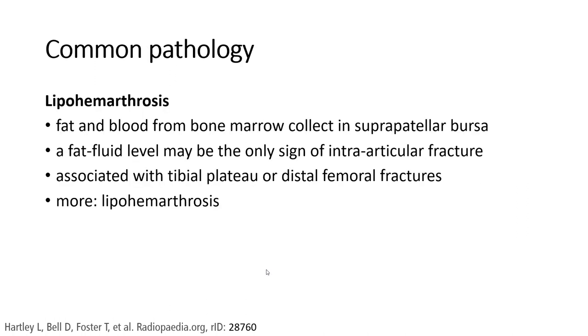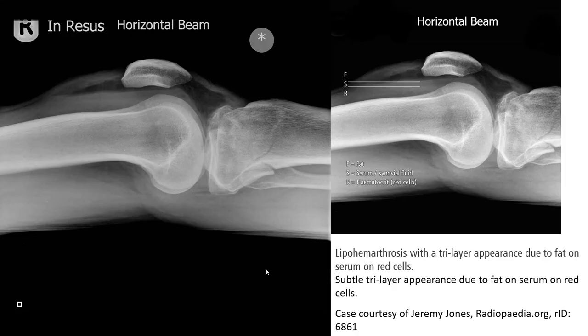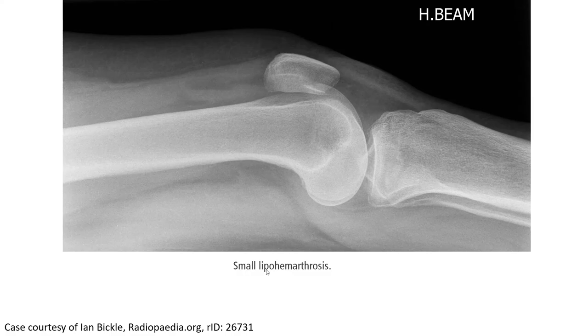Common pathology: lipohemarthrosis. Fat and blood from bone marrow collect in the suprapatellar bursa. A fat-fluid level may be the only sign of intra-articular fracture associated with tibial plateau or distal femoral fracture. More so, this is an example of lipohemarthrosis with a three-layer appearance. This is another case of small lipohemarthrosis.